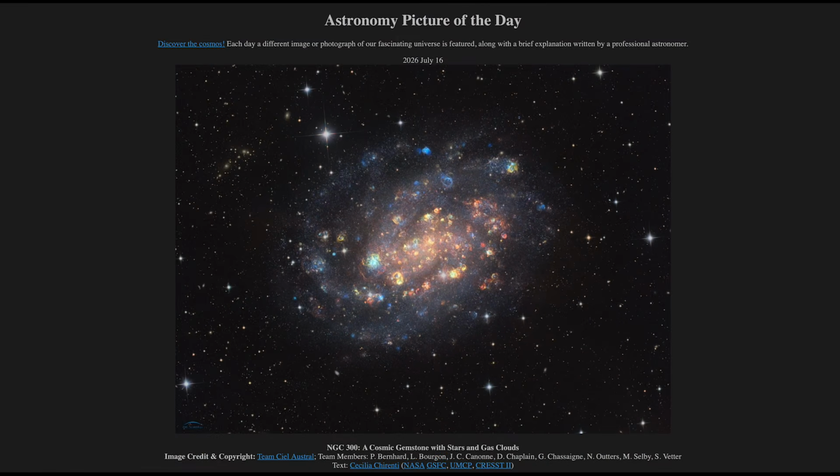So that was our picture of the day, titled NGC 300, a cosmic gemstone with stars and gas clouds.